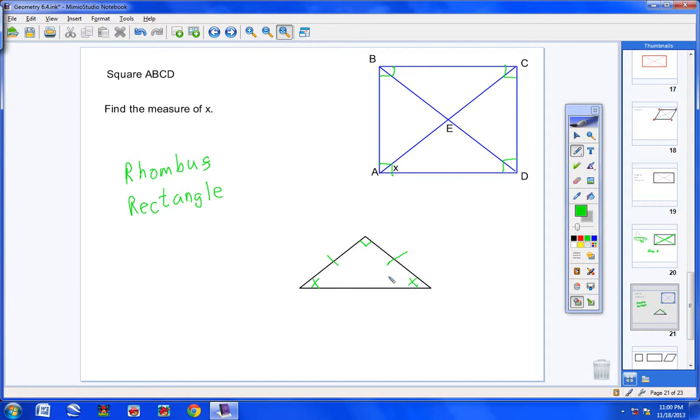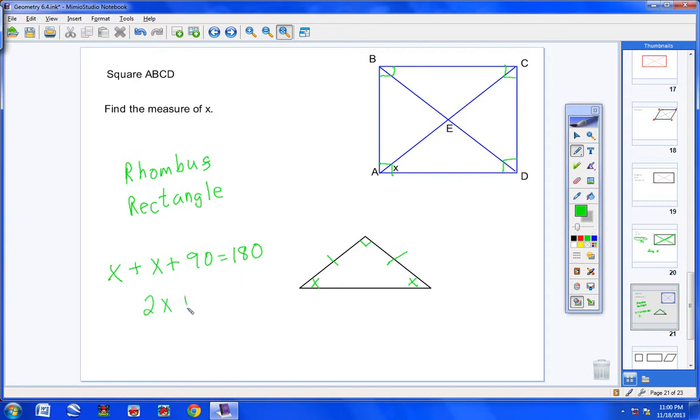We learned that a long time ago. In a triangle, when two sides are congruent, their opposite angles are congruent. So if this is X, then this is also X. So really what I have here is X plus, what is this angle here? 90 equals what? 180. When you add up all three angles, you get 180.